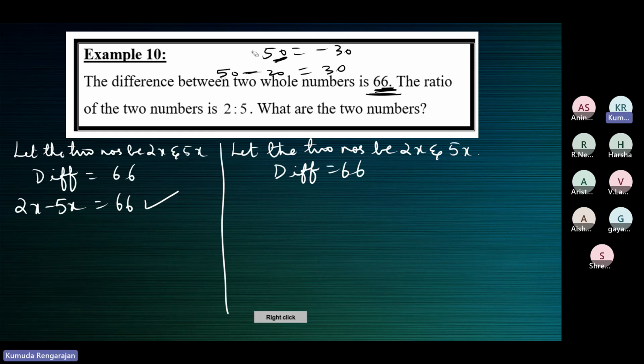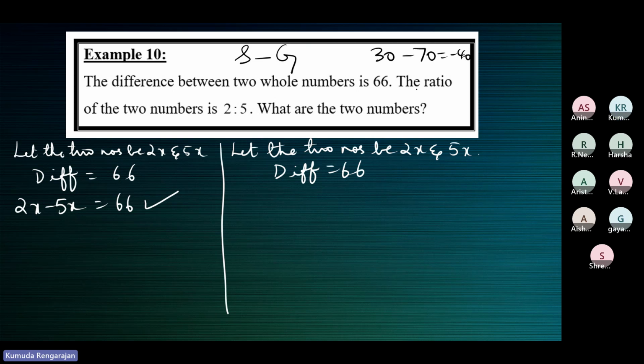When we say whole numbers, that means the numbers are positive. That's the first thing. When you subtract like this, smaller number minus greater number, both are positive, right? So smaller number, say 30, larger number 70, you will get a negative difference. But if you do it like this, the greater number minus a smaller number, you will get a positive difference. And here you can see the difference is positive 66.